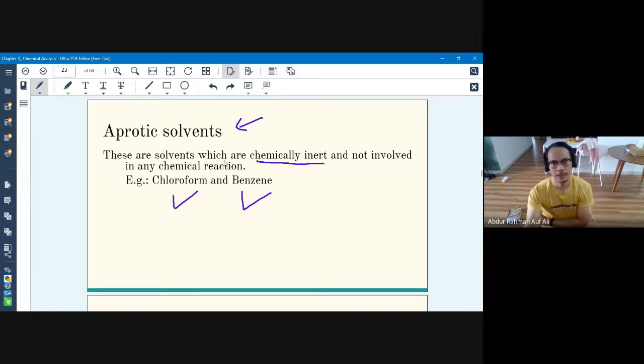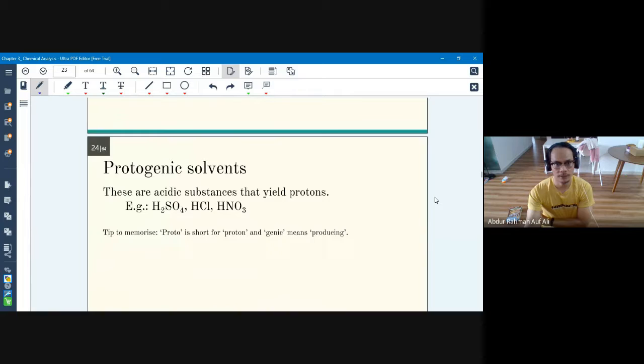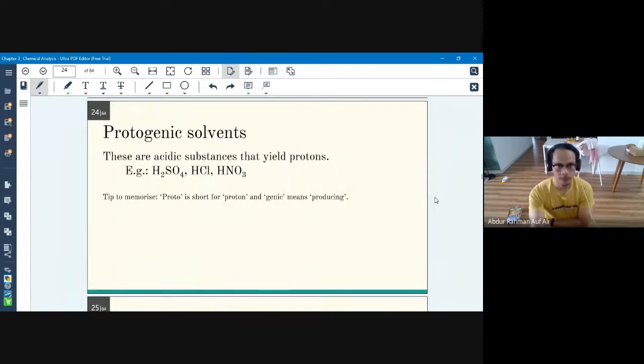The second one adalah protogenic solvent. So these are acidic substance that yield proton. So kalau kamu ada a weak base, kamu nak titrate a weak base dengan a strong acid. So kamu boleh guna these two. Sulfuric acid ke, HCl ke, nitric acid. Kamu timbang this weak base, dissolve dalam sulfuric acid. You can titrate lah dengan your standard solution. Okay, so these things tidak akan bertindak balas.